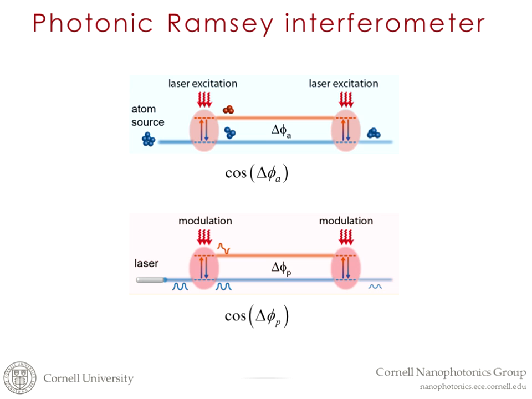So I would like to just pause a little bit and say why we call it a photonic Ramsey interferometer. Because it resembles the traditional Ramsey interferometer a lot. In a Ramsey interferometer, coming from the atom source, you split the atoms into a superposition of two modes using the first laser, and you recombine them in the second laser. And this is essentially how an atomic clock is built. So that's why we use the words photonic Ramsey interferometer.